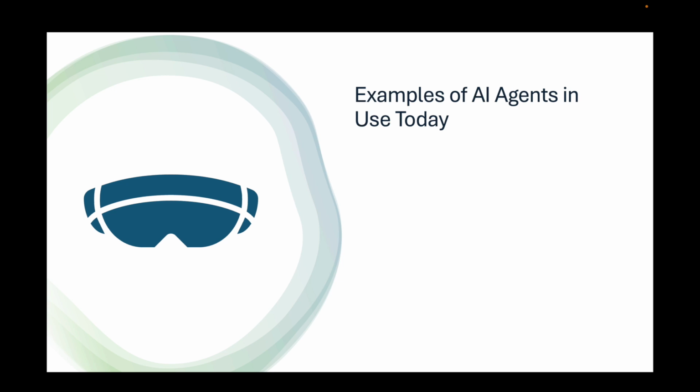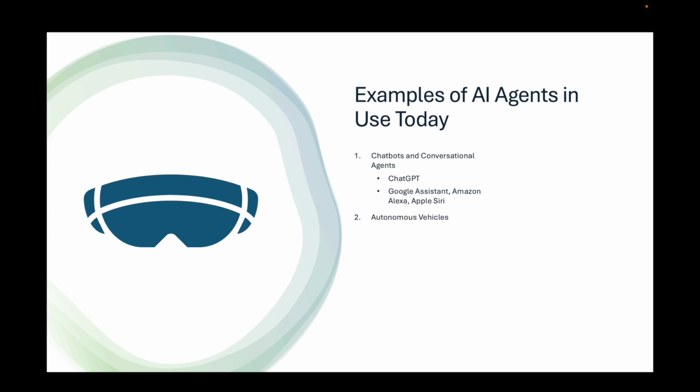Examples of AI agents in use today. 1. Chatbots and conversational agents. Examples: these respond to user queries based on natural language understanding. Google Assistant, Amazon Alexa, Apple Siri. Personal assistants that handle tasks like setting reminders, controlling smart devices, and answering general knowledge questions.